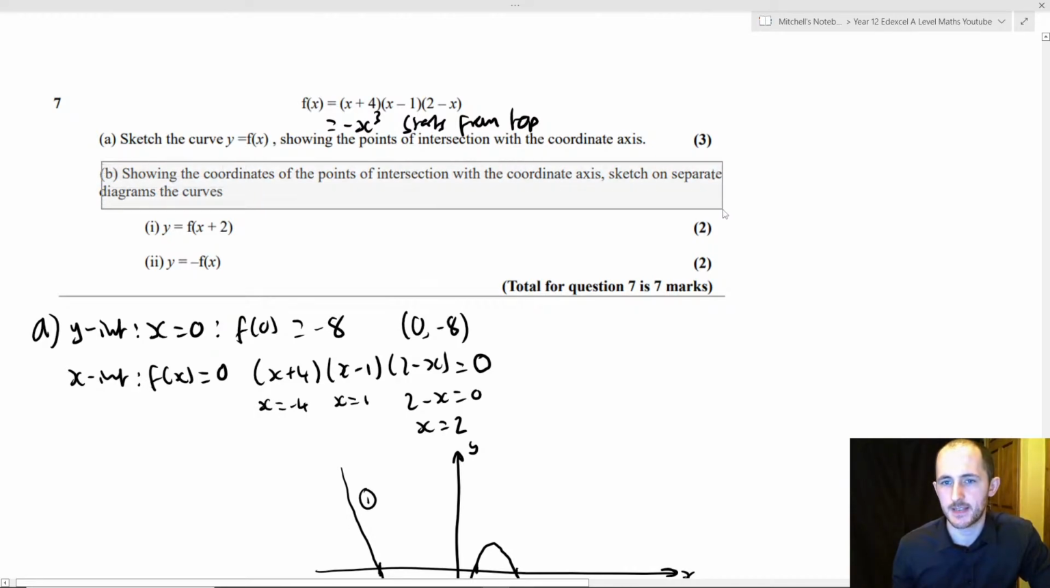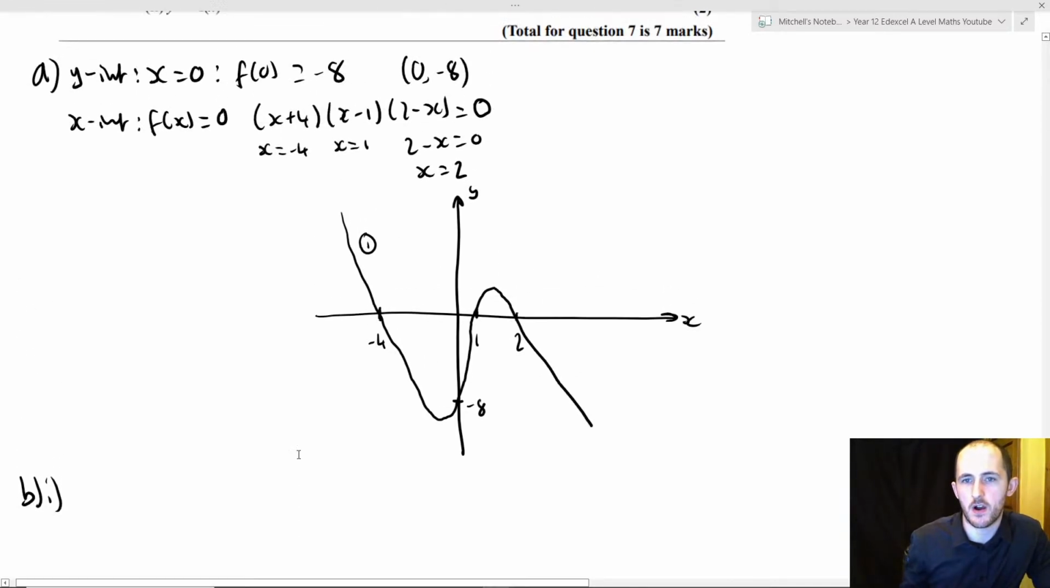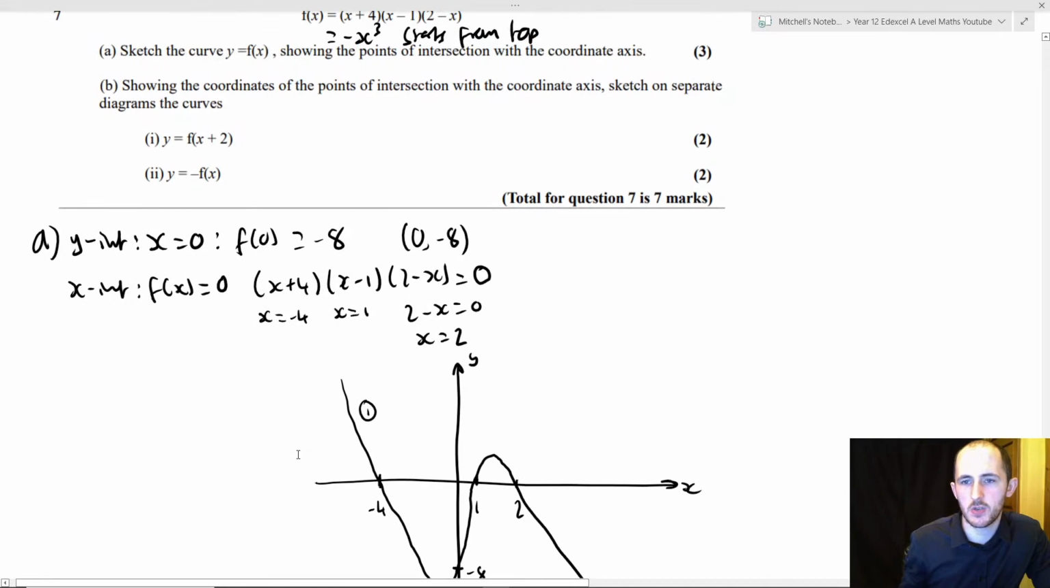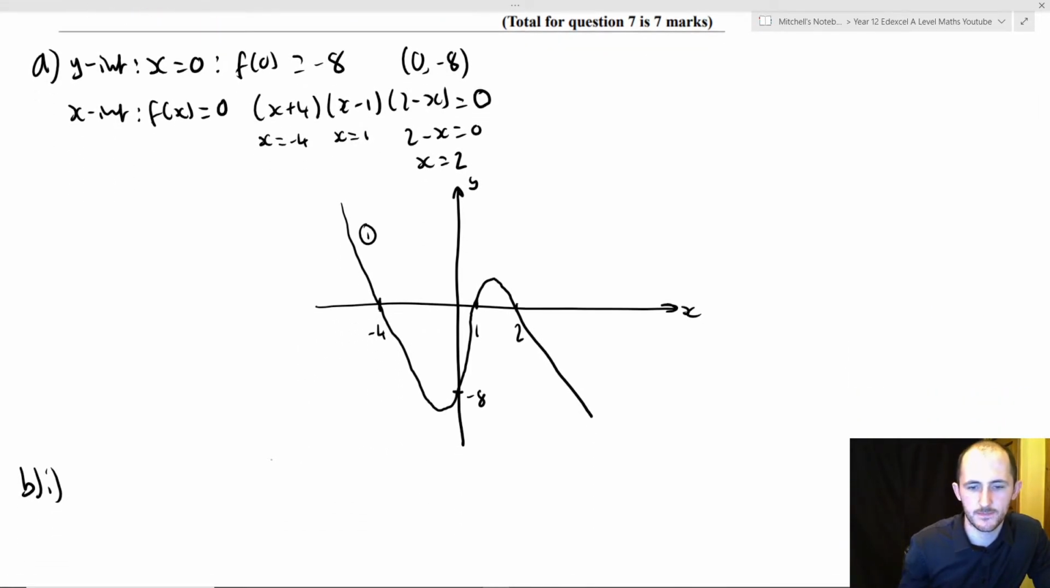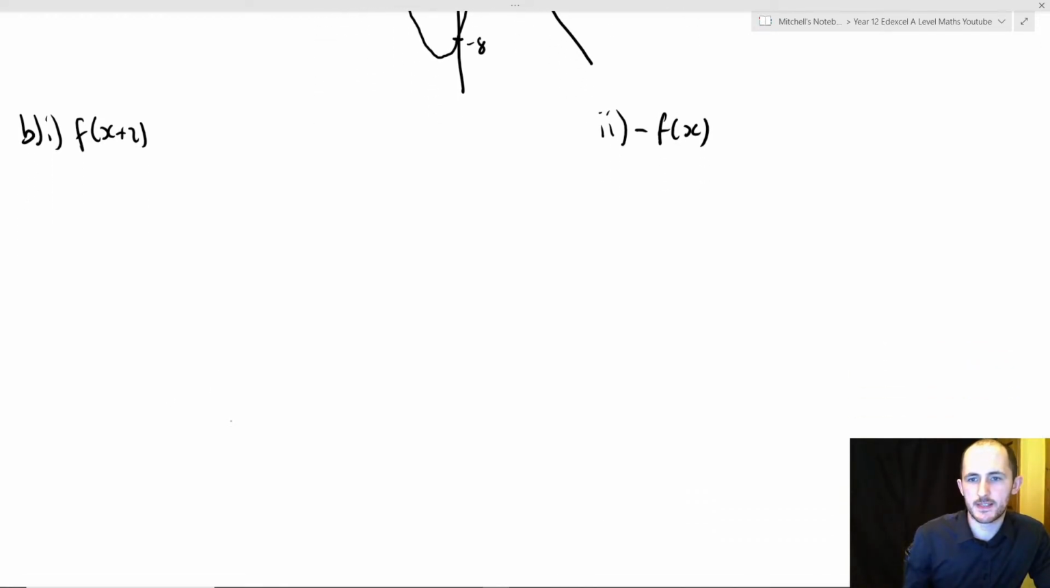Part B, sketch on separate diagrams. Cool. So if we look at part B, the 2 equations are f of x plus 2 and minus f of x. Minus f of x. I think I'm going senile. My memory is poor. Okay. So, sketching this, nice and easy.